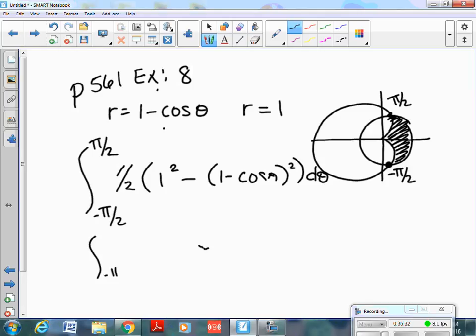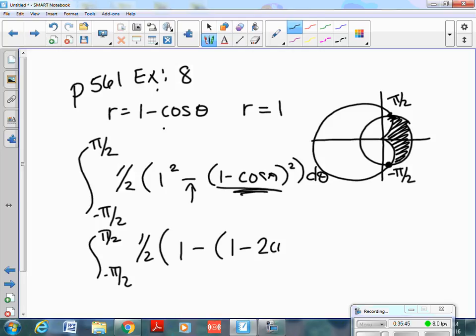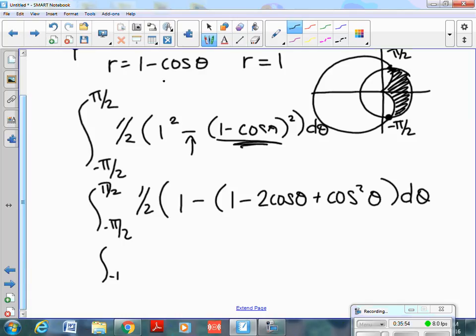You're going from a negative pi over 2 to pi over 2. 1/2, 1 squared is 1. And then you've got to be careful because of this wonderful minus sign. You have to square that. You're going to get 1 minus 2 cosine theta plus cosine squared theta, d theta. You're going to integrate from a negative pi over 2 to pi over 2. 1 minus 1 cancels out. So you're really going to be left with 1/2 of a negative 2, which is a negative cosine of theta.